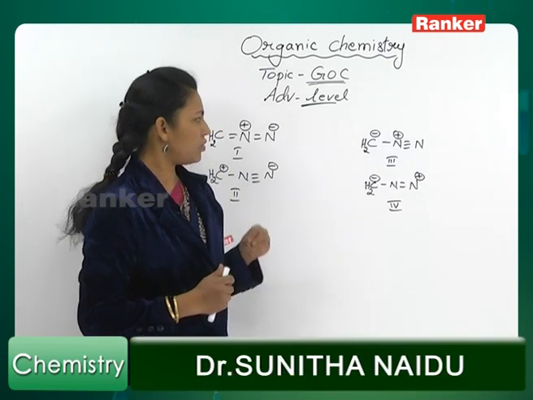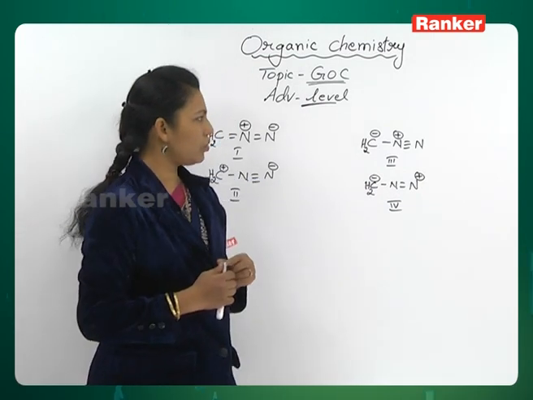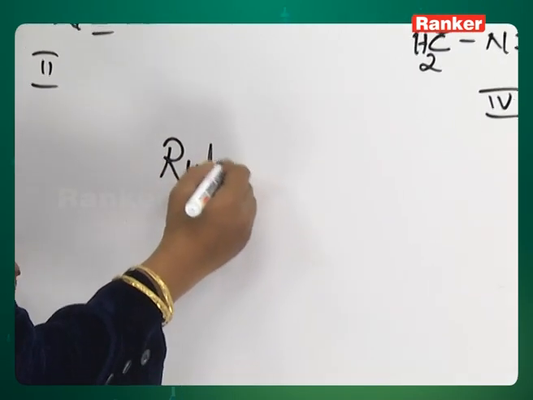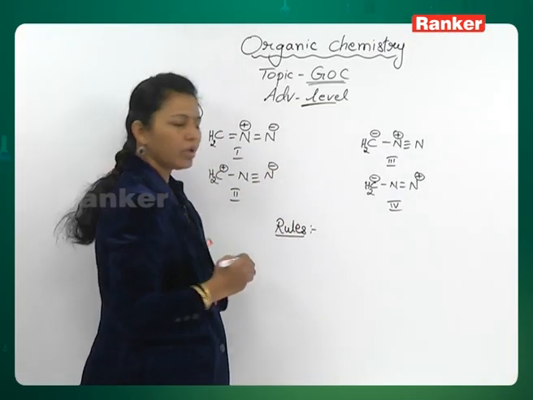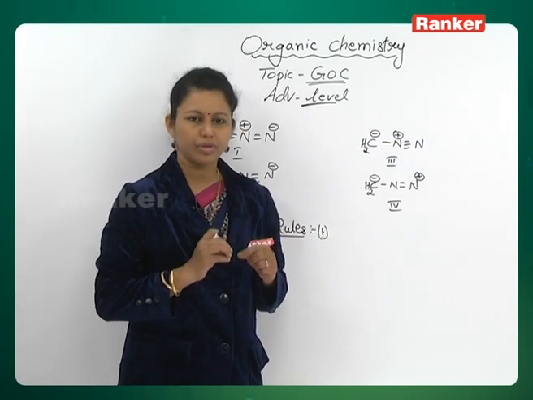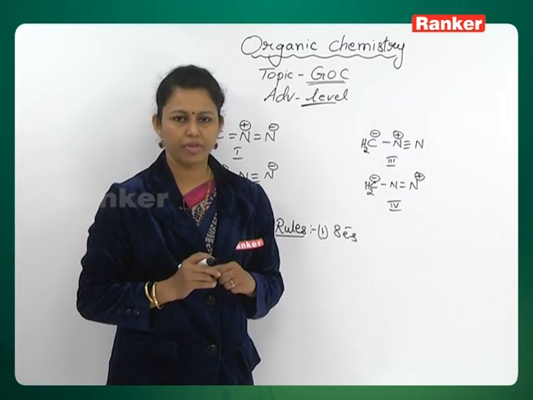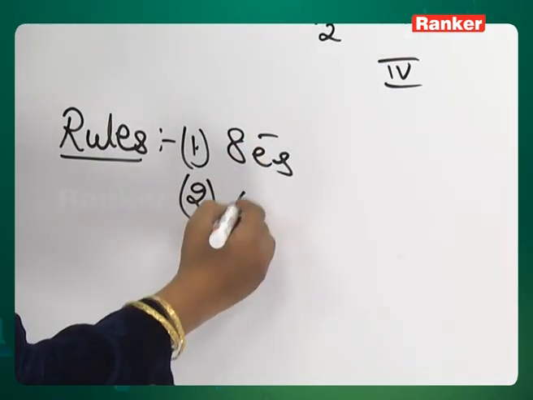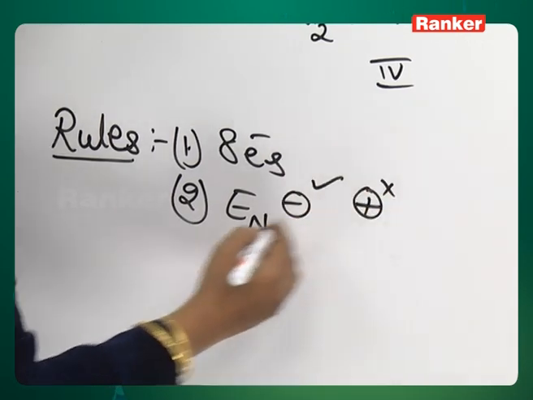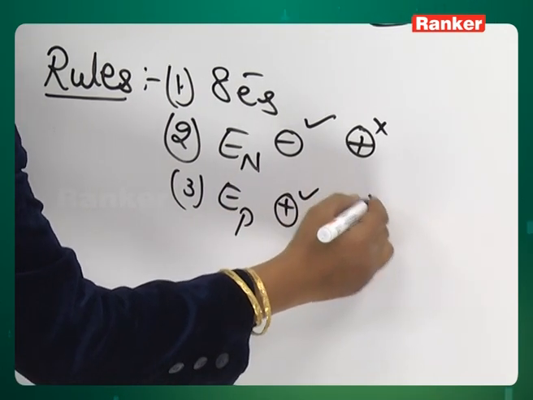Before identifying the more stable resonance structure, let us see the rules. For finding the most stable resonance structure, we have to follow these rules. The first rule states that all the atoms in the resonance structure should have 8 electrons, that is an octet. The second rule states that a more electronegative atom should have negative charge but should not have positive charge, and a more electropositive atom should have positive charge but should not have negative charge.